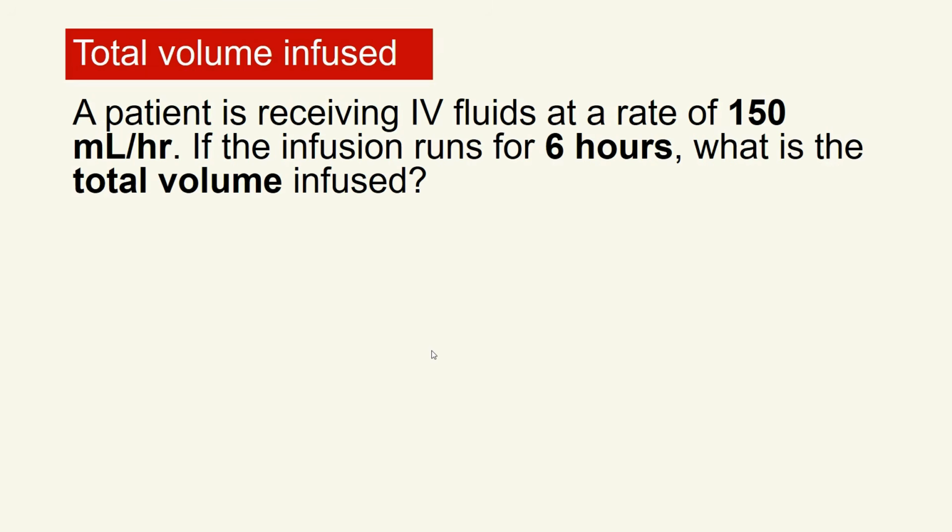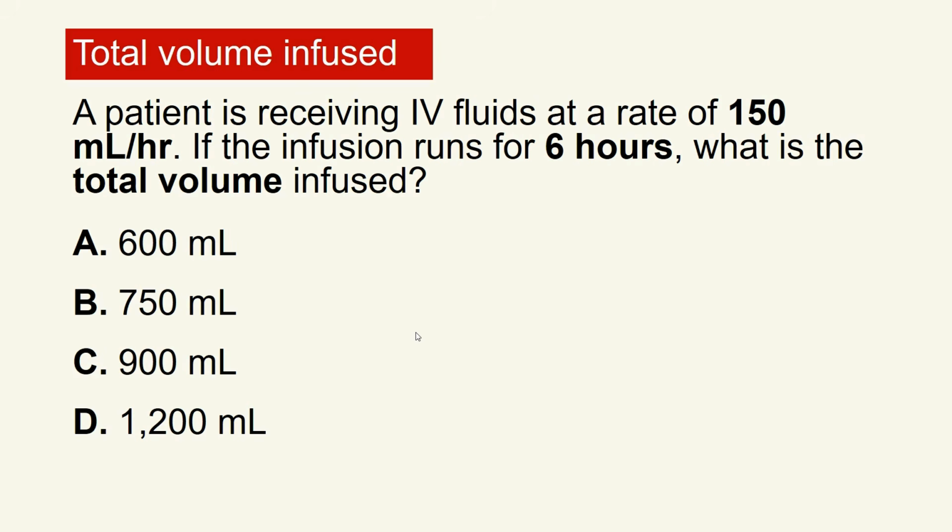Next question is about how to calculate the total volume that is infused. A patient is receiving IV fluid at a rate of 150 milliliters per hour. If the infusion runs for 6 hours, what is the total volume infused? A, 600 mL, B, 750 mL, C, 900 mL, D, 1200 milliliters. Calculate and find the answer. The correct answer here is 900 mL. Let's see how we get it.